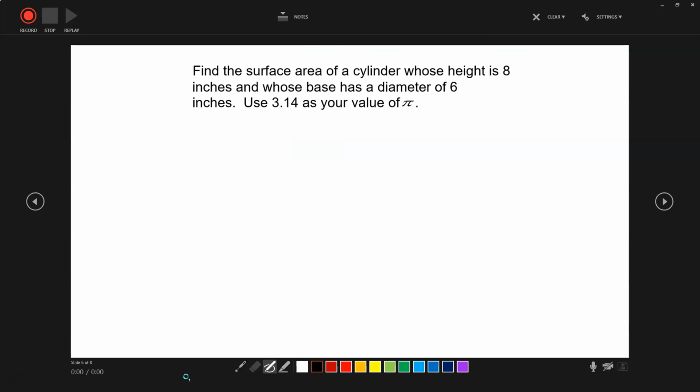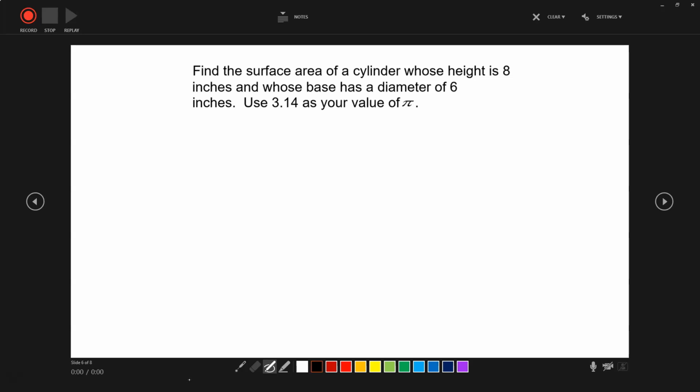So let's try one. Okay, so here's a cylinder. The height is 8 inches, and it has a base of 6 inches, which is the diameter. Find the surface area of a cylinder whose height is 8 inches and whose base has a diameter of 6 inches. Use 3.14 as your value of pi.